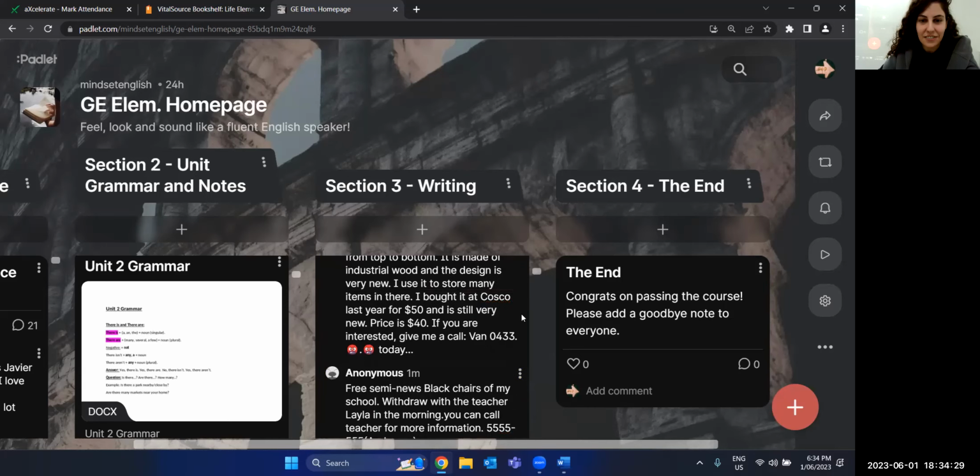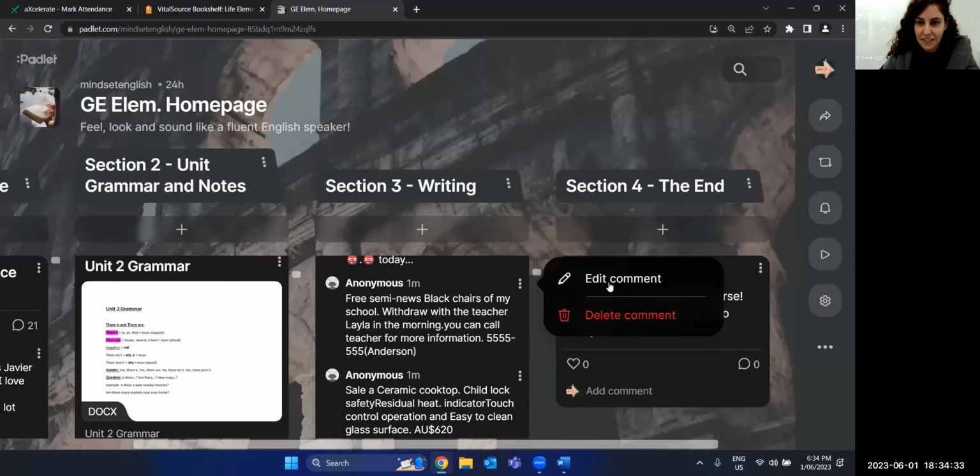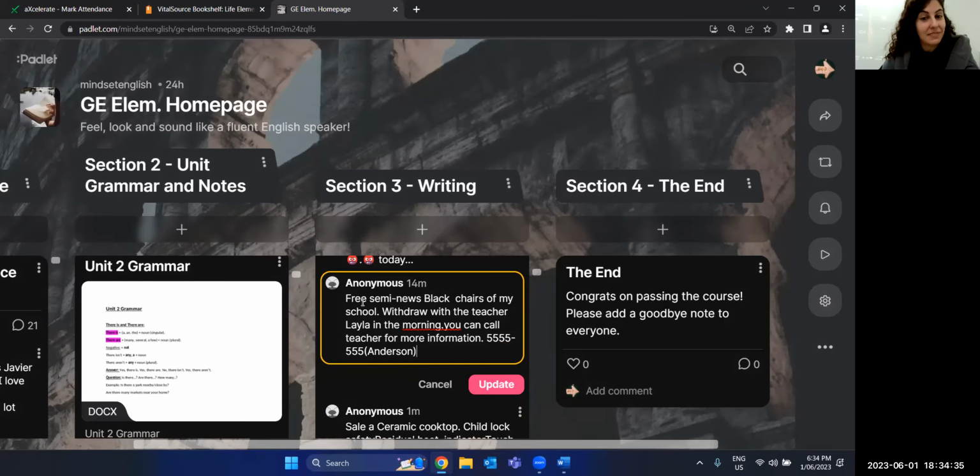Is this one? Yeah, I think it, free. Very good. So that's going to quickly catch someone's attention. It won't last long. If anything's for free, it would go. Free semi-new black chairs for sale. So you need to have a little bit of a title, for sale.